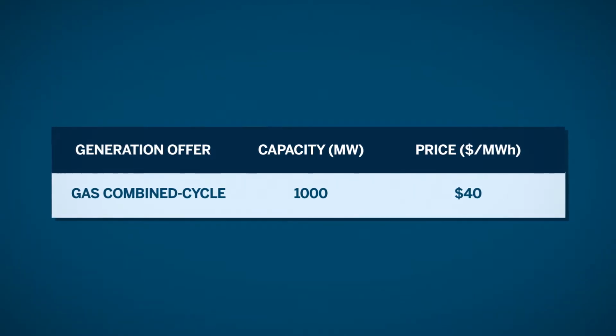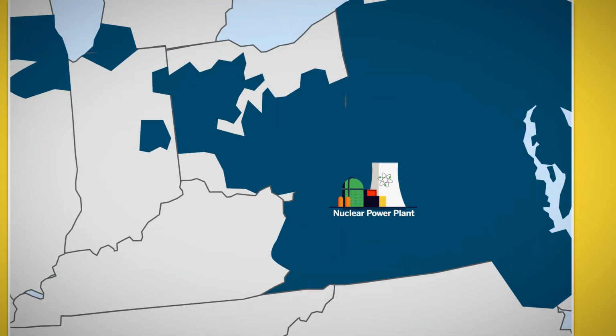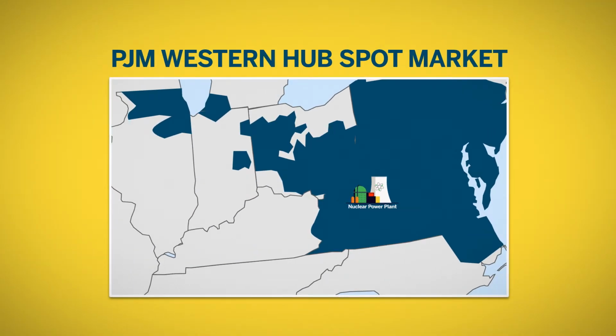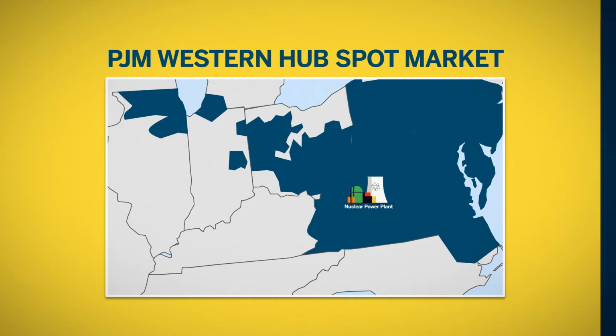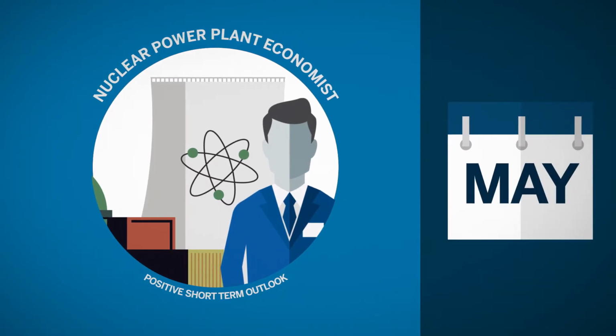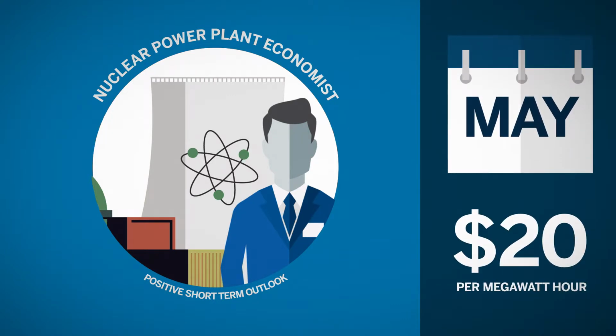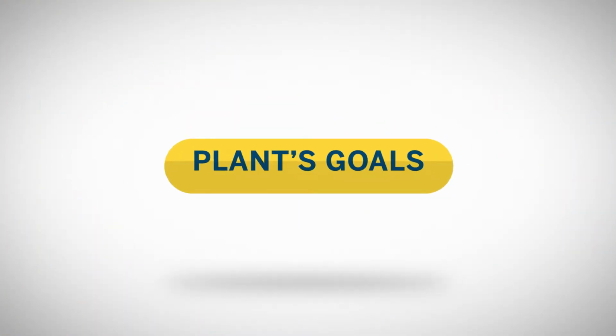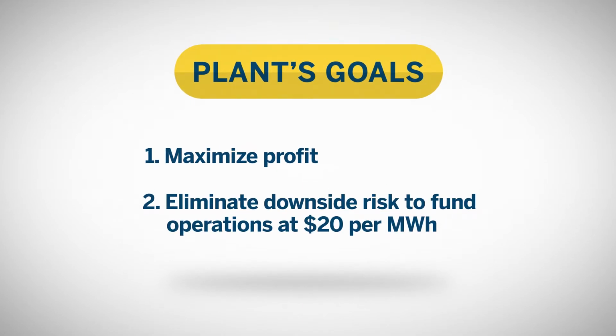Let's look at an example of a nuclear plant that currently sells electricity in the PJM regional spot market. Assume it's March and the nuclear plant economist has a positive short-term outlook for the PJM regional electricity spot price during peak hours for the month of May, and the nuclear plant operation costs are $20 per megawatt hour. How could the economist take advantage of the potential for a short-term price increase and also protect their downside price risk to ensure they have enough funds to maintain continuous operations?